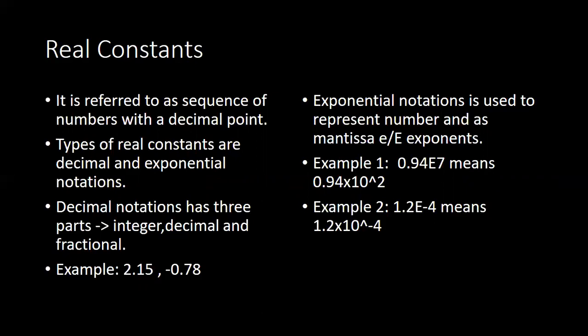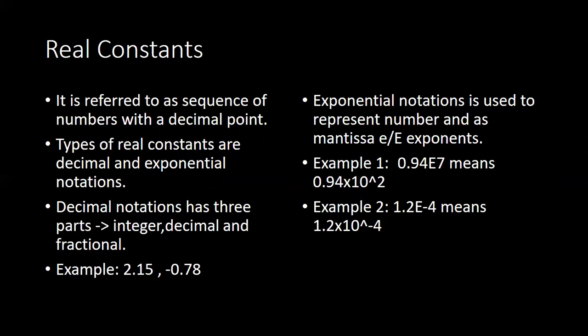Real constants are sometimes denoted using 2 methods: decimal, which is the normal representation, and exponential. Decimal notation has 3 parts: integer, decimal point, and fractional part. Examples are 2.15 and minus 0.78. These are decimal notations.